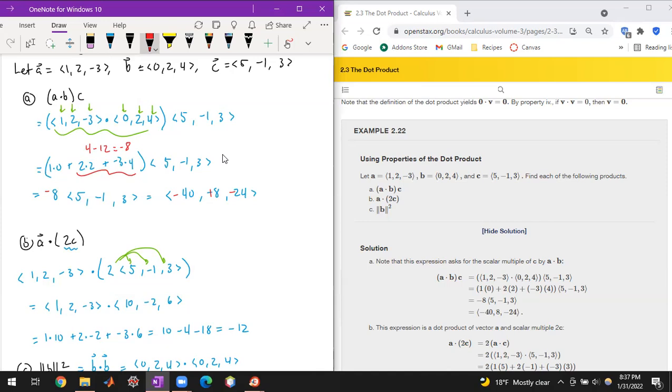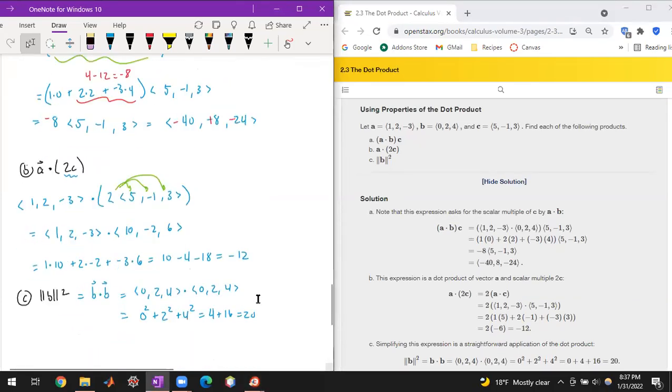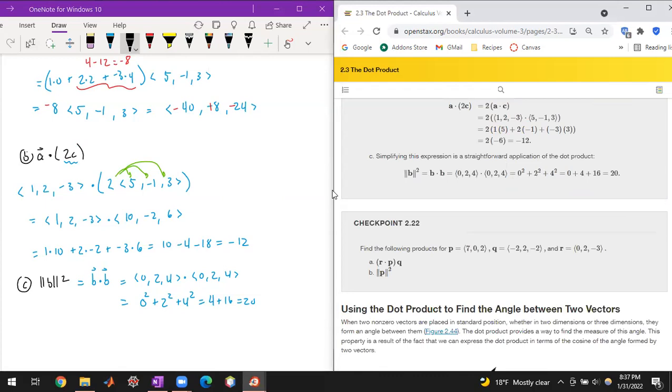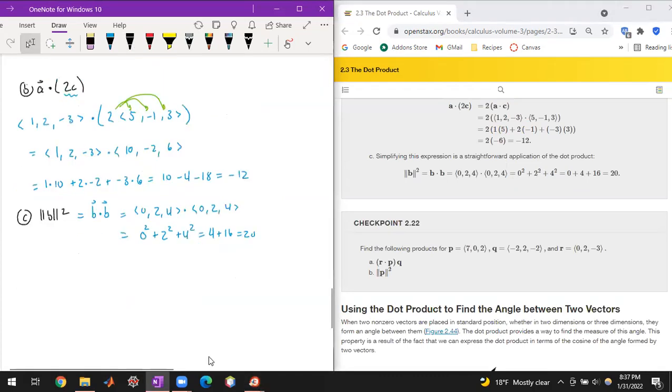So in part B, we got negative 12 as our answer, and so did they. And part C, we got 20, and so did they. Fantastic. All right, so let's take a look at the checkpoint, which I'll encourage you to work on your own.